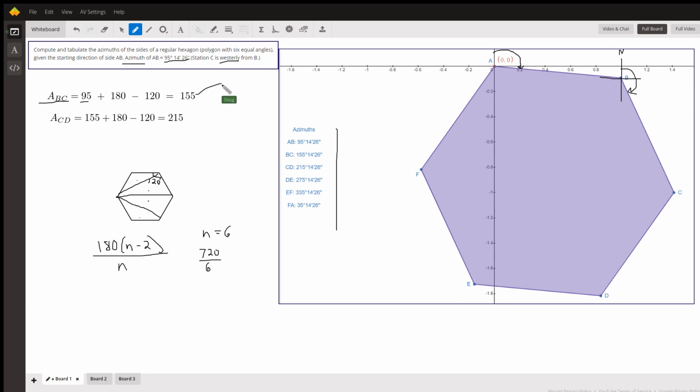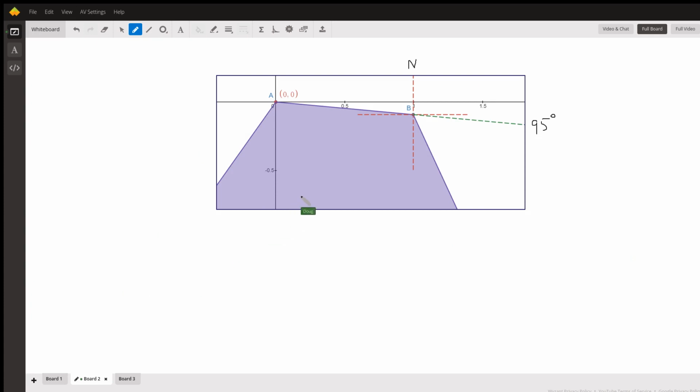Now, why does this formula work? Well, let's go to board 2. So here is side AB extended with this green dashed line. And if I put this north-south, east-west grid on point B, this angle is 95 degrees. If I add 180 to that, that'll take me to the back azimuth, which is the direction of BA.